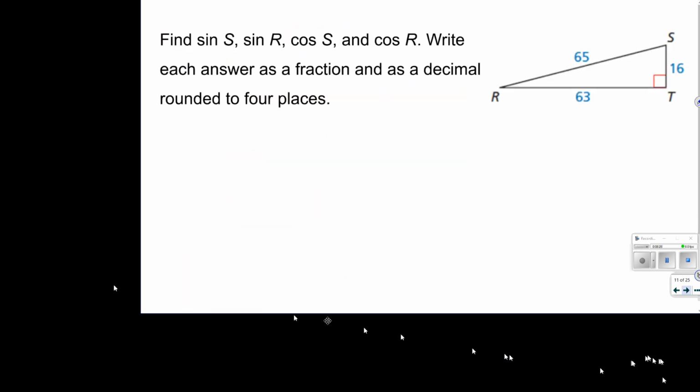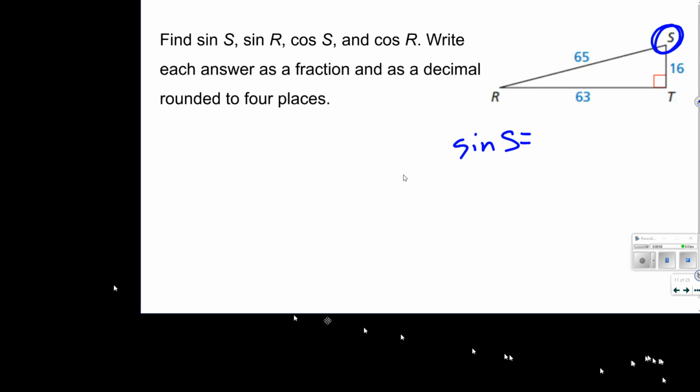All right, so here's our first one. It says find the sine of S, the sine of R, the cosine of S, and the cosine of R. I've got a triangle over here. Let's start with the sine of S. I think it's always helpful to figure out which angle you're looking from. So this is my angle up here, I'm going to circle it. Angle S is the angle I'm using.